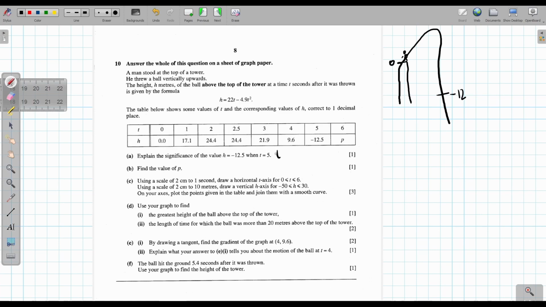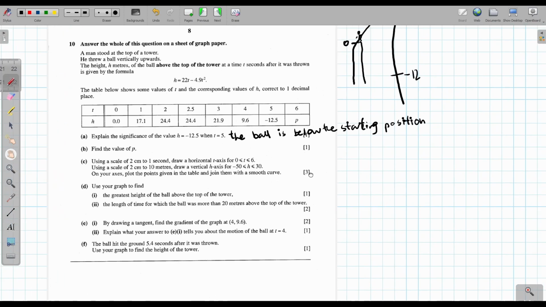So the ball is below the starting position, and that's why it's negative, right? Because the starting position was 0, and then it wants us to find the value of p.